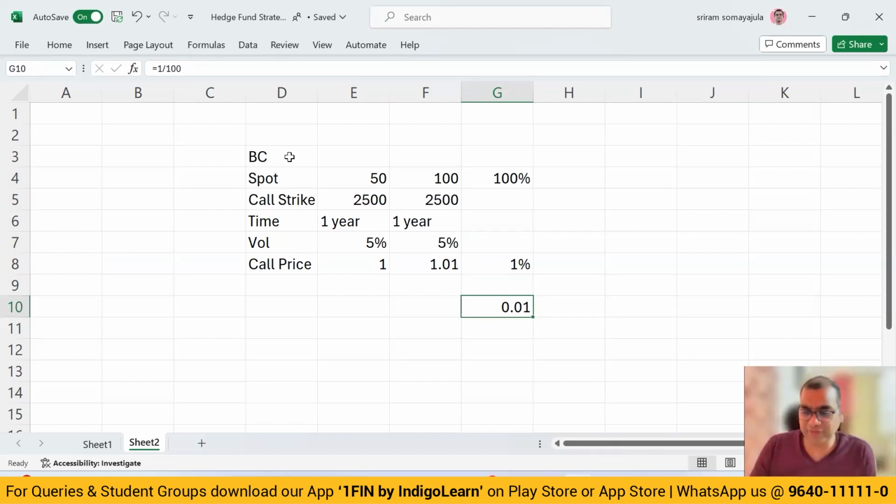So if I have a call option, if I have 100 call options, I will hedge the movement in the call option price by selling a stock. Or if I have one stock, I will sell 100 call options in order to hedge both of them. So that ratio of what is the change in price of the call by change in price of the stock is delta.